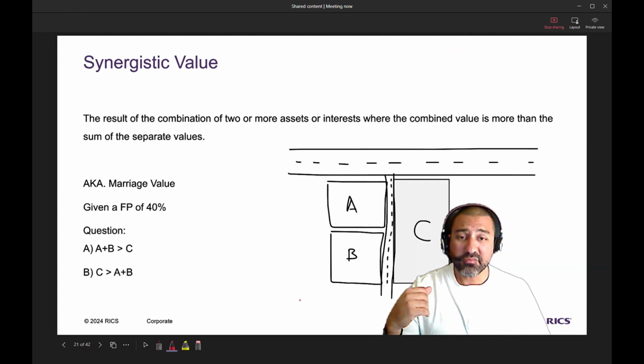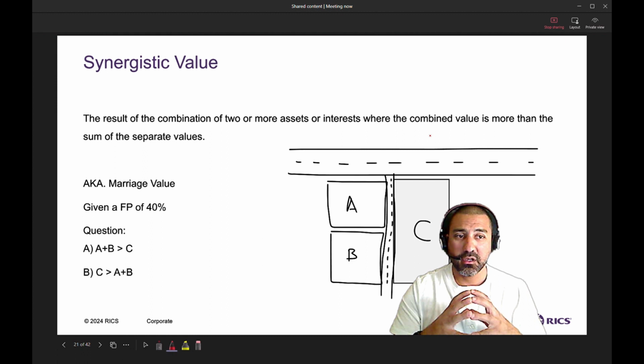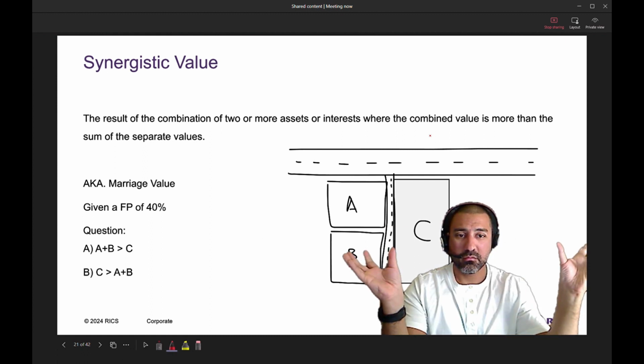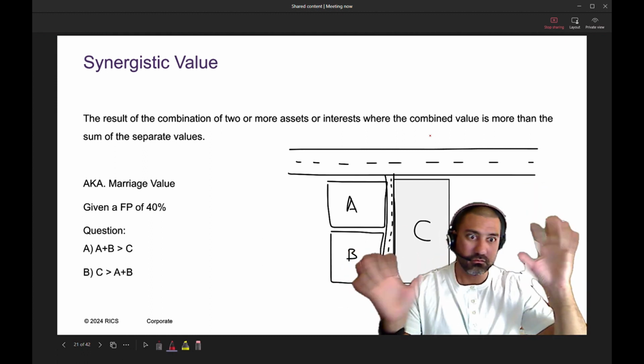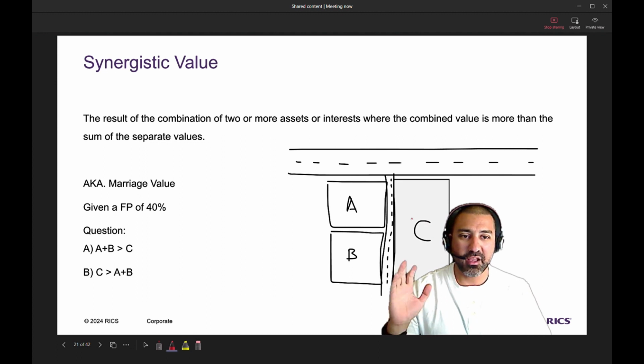There's a different kind of basis of value, which is synergistic value. Here's an example. It's called marriage value. Synergistic value is the result of the combination of two or more assets or interests, where the combined value is more than the sum of the separate values. Sounds confusing. Let's explain this in examples.